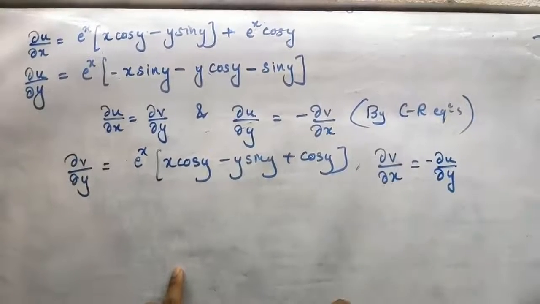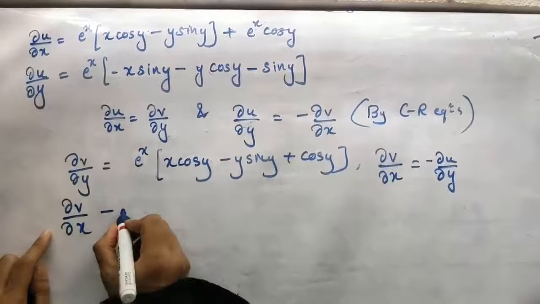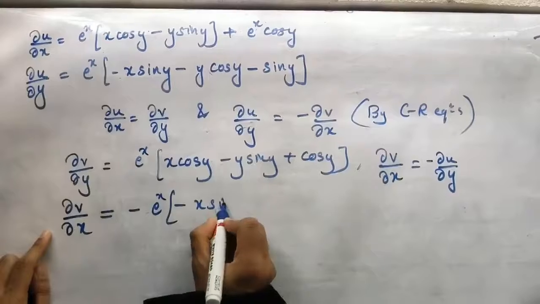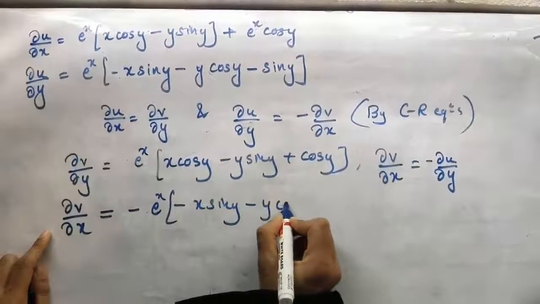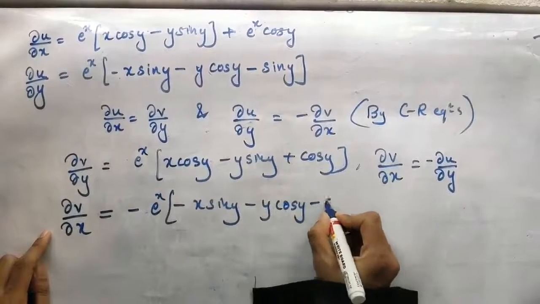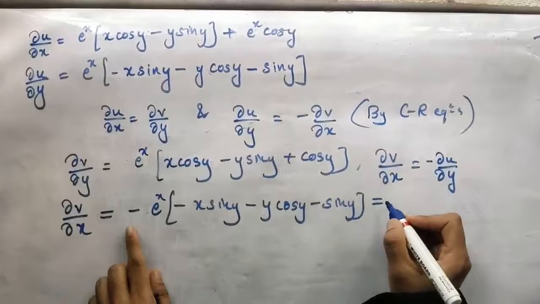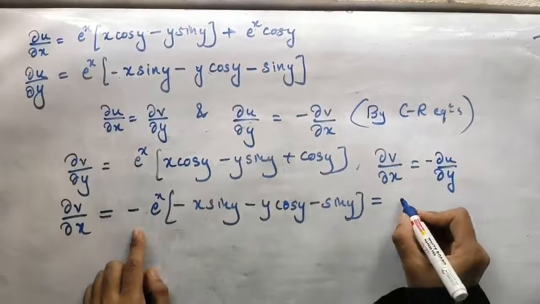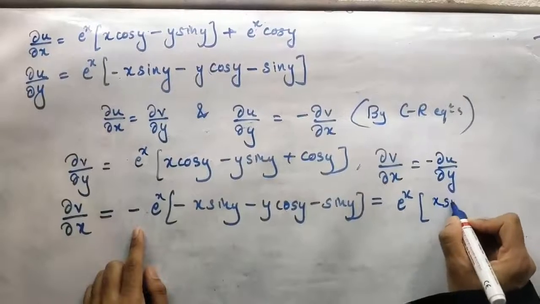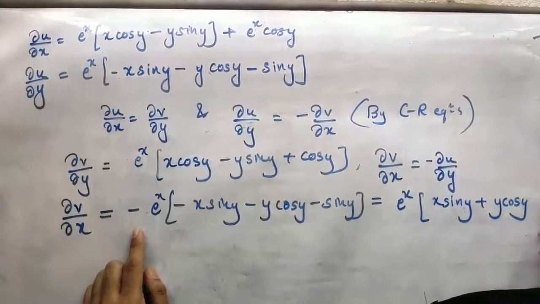Okay, so what should be ∂v/∂x then? It will be minus... minus e to the power x (x sin y minus y cos y) minus sin y. You can take the minus sign common throughout and it will multiply with the outside minus sign. It will become plus. So you have e to the power x (x sin y plus y cos y) minus sin y.